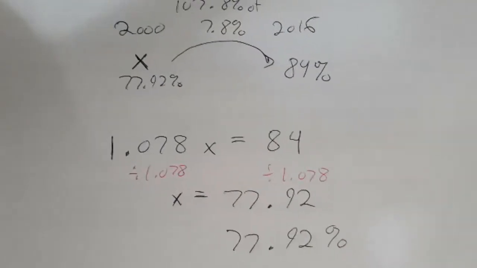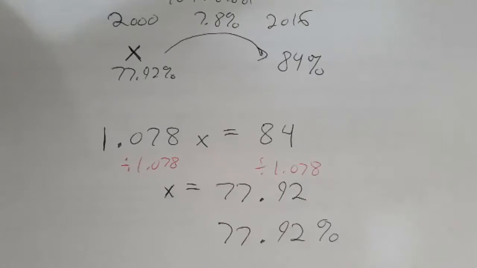So back in 2000, 77.92% of households with television subscribe to cable.